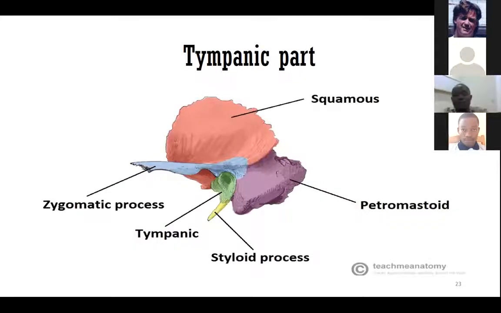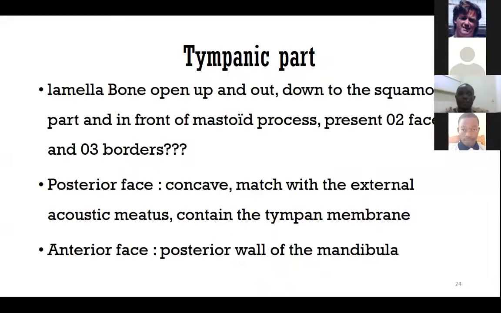After the squamous bone, we will talk about the tympanic part, that is this green part of the temporal bone. The tympanic part is more discussed in otorhinolaryngology surgery because it contains the acoustic and vestibulocochlear organ and the external acoustic meatus. It's a lamellar bone open up and out, located down to the squamous part and in front of the mastoid fossa.